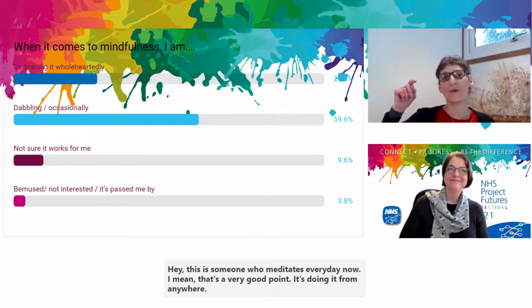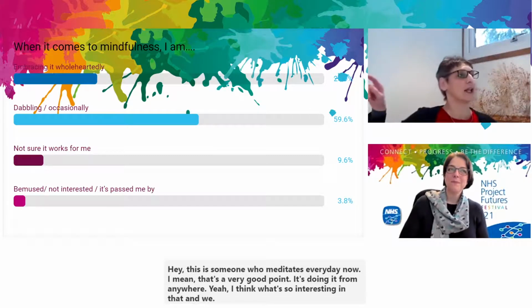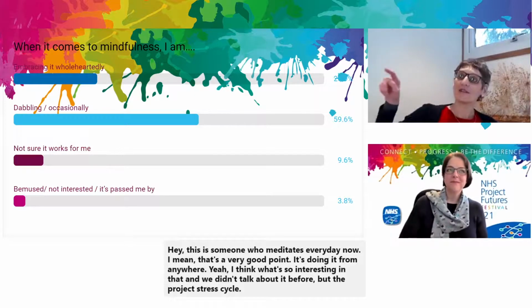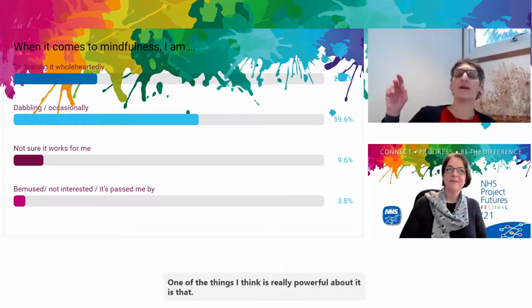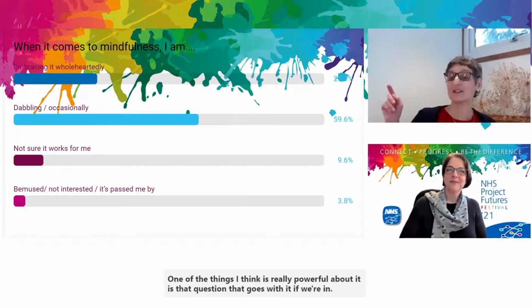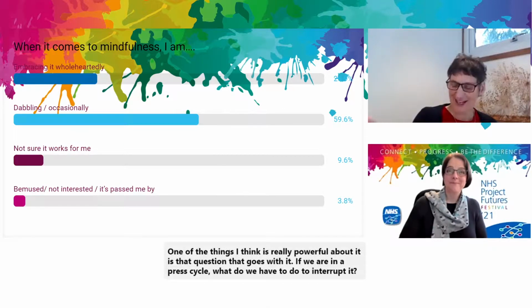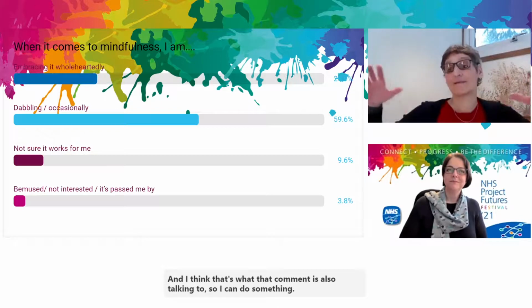I think what's so interesting in that, and we didn't talk about it before, is the project stress cycle. One of the things I think is really powerful about it is the question that goes with it: if we're in a stress cycle, what do we have to do to interrupt it? And I think that's what that comment is also talking to. I can do something personally, but actually it needs something more systemic too.